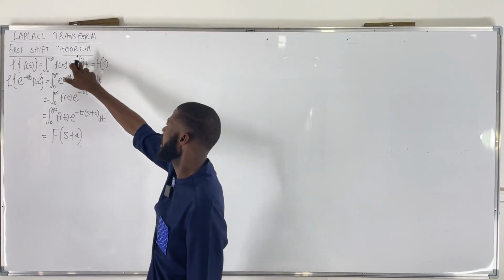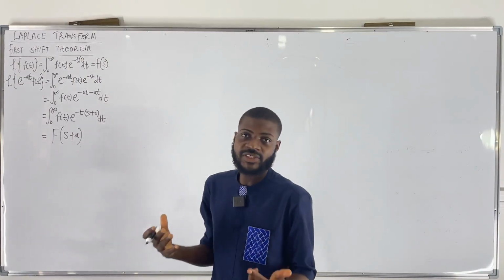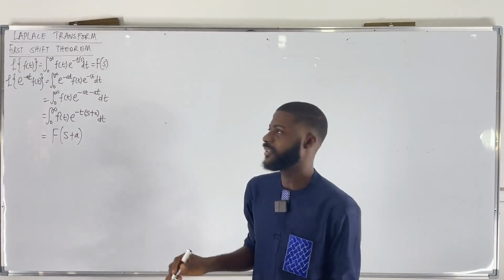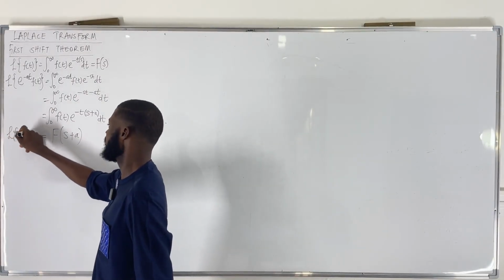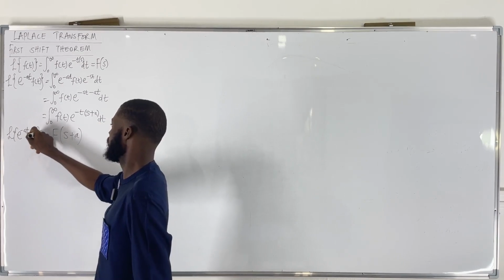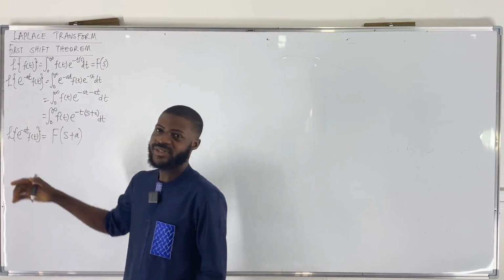So instead of f of s, this very s here, we now have f of s plus a. That's the first shift theorem. It's actually very easy. So this means that the Laplace transform of e to negative at f of t is equal to this. Now, what if this negative at is just at?